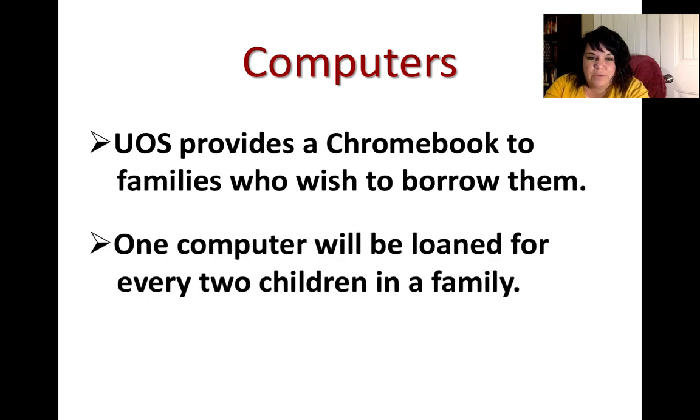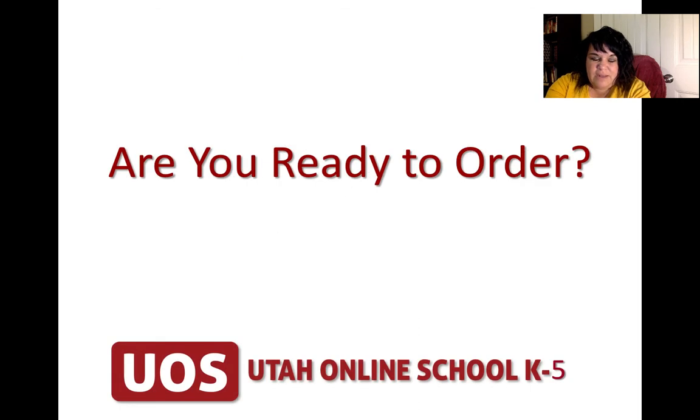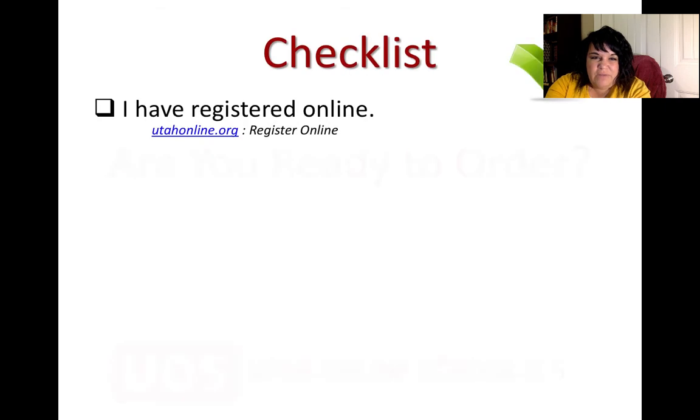Utah Online does provide a Chromebook to families who wish to borrow them. One computer will be loaned for every 2 children in a family, and that is different starting this year, which we're excited about. Are you ready to order? So here's a checklist. I want you to think to yourself, have you done these things?